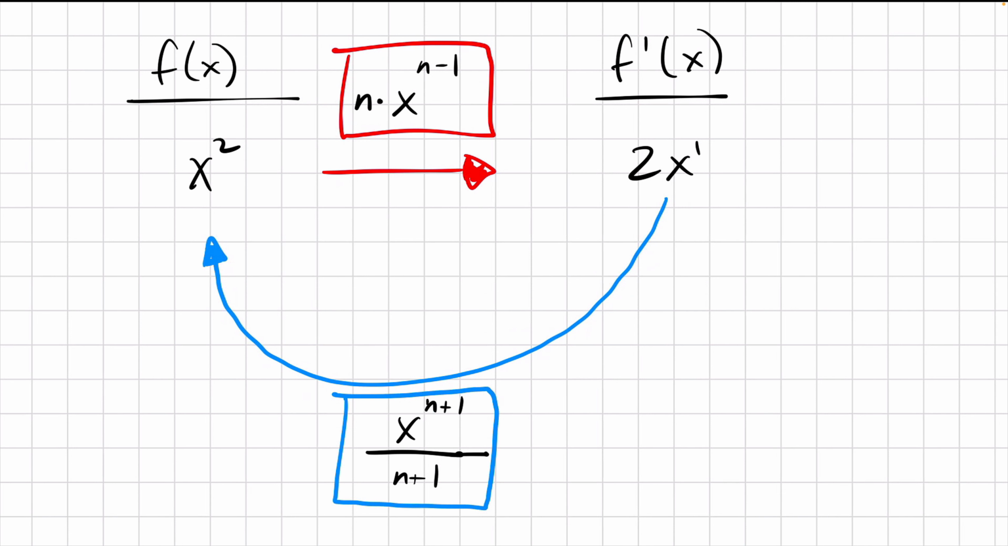Let's say 5x to the third power. What would be the antiderivative for this guy? Well, what does the rule say? So let's start with the power. Add 1 to the power, right?